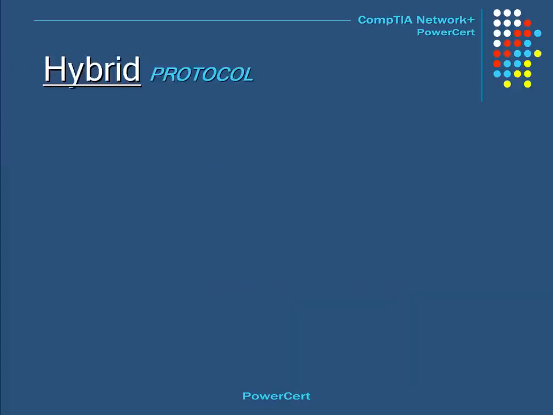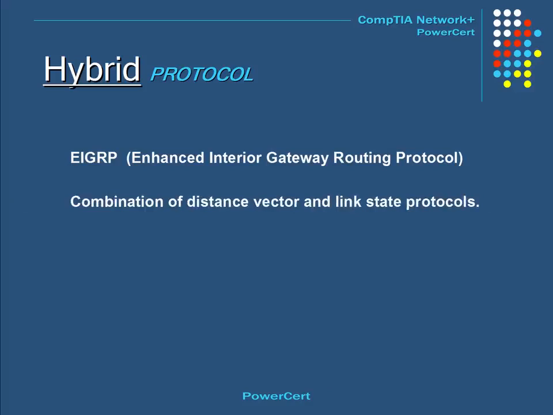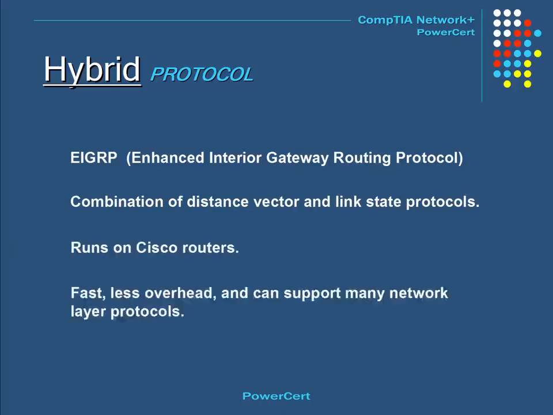Another type of routing protocol is called a hybrid. In this case, we're talking about EIGRP, which stands for Enhanced Interior Gateway Routing Protocol. This is a combination of distance vector and link state protocols, and it only runs on Cisco routers. It is fast, it has less overhead, and it can support many network layer protocols.